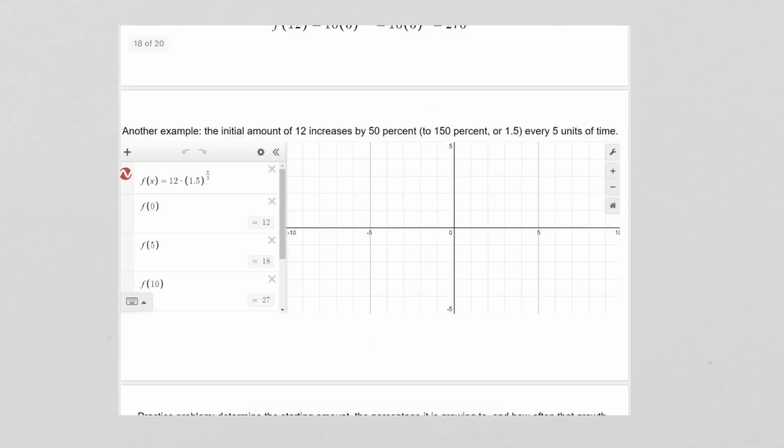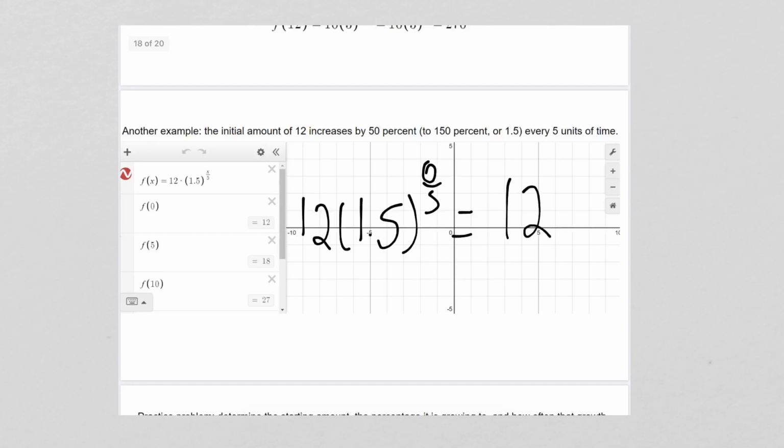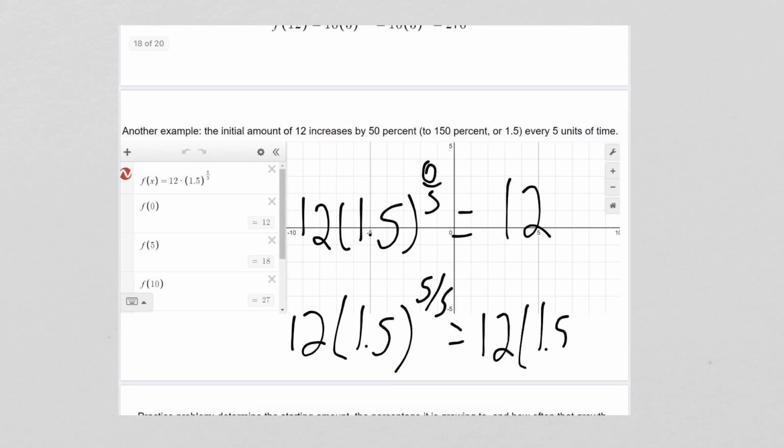Okay, here's another example. We want to have an initial amount of 12 that increases by 50%, so to a total of 150%, or 1.5, every 5 units of time. So I do 12 times 1.5 raised to the x over 5. Now if I do f of 0, I'm doing 12 times 1.5 to the 0 over 5, which is just going to give me 12, right? What if I plug in 5? That's 12 times 1.5 to the 5 over 5, which is 12 times 1.5 to the 1, so I just multiply by 1.5, which gives me 18.